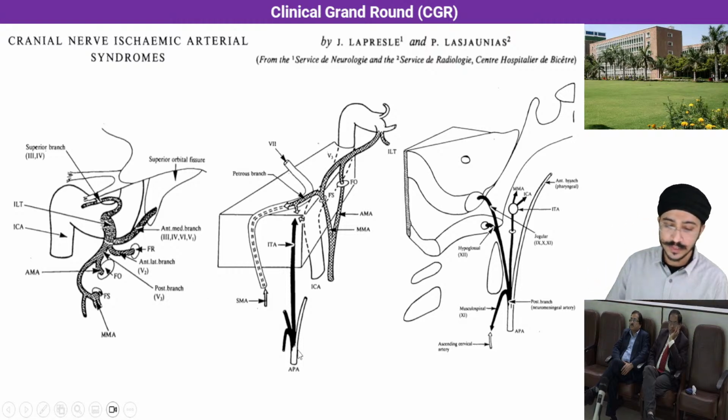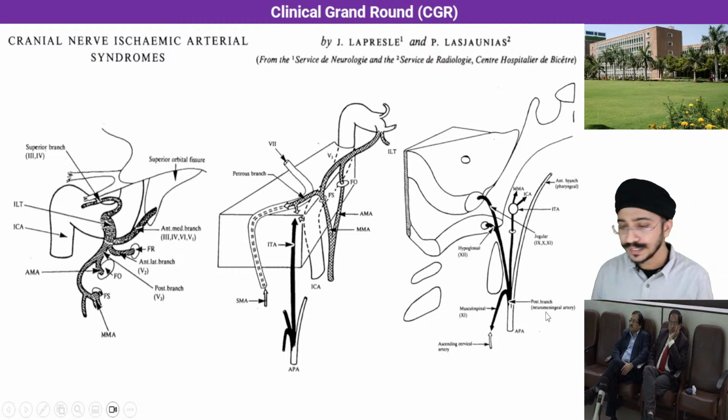Then the ascending pharyngeal artery is very important. It has two major branches that supply the cranial nerves: the neuromeningeal trunk, which supplies cranial nerves 9 to 12, and the inferior tympanic arteries. We have to be very careful that we do not embolize these branches while embolizing the dural AV fistulae.